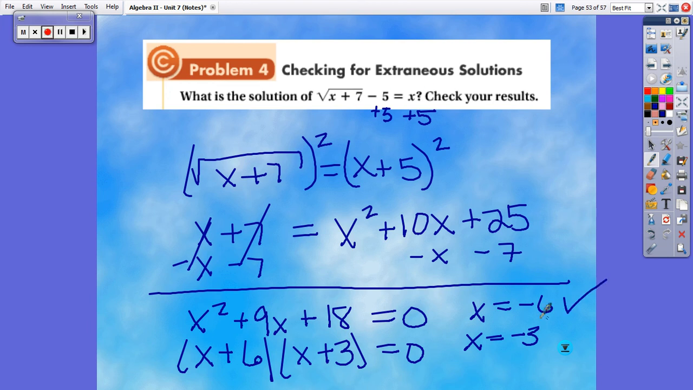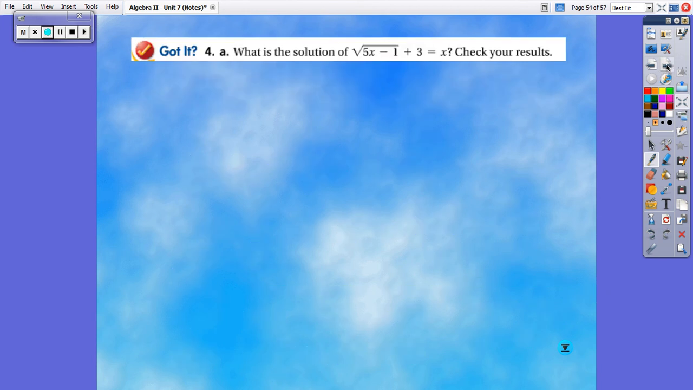Then I'm going to substitute a negative 3, and I get negative 3 plus 7 is 4. The square root of 4 is 2. 2 take away 5 is negative 3, and that's what I wanted it to equal, so that one works as well. Take a second, pause the video, and try this one.